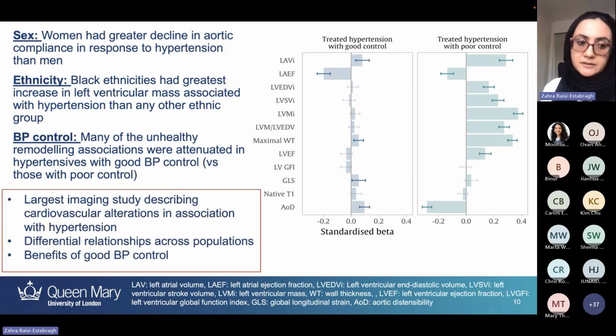And so, to summarize, this is the largest imaging study describing cardiovascular alterations in association with hypertension, describing how hypertension affects different structures within the cardiovascular system. We demonstrate differential relationships across patient groups, which may be used to better understand differential risk in different patient populations. And also, we clearly demonstrate the benefits of good blood pressure control in our sample.